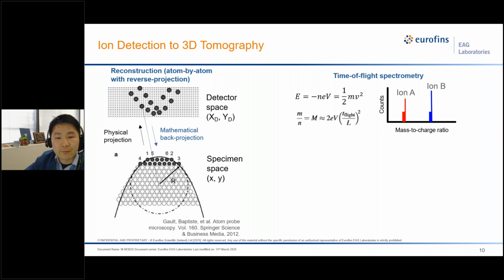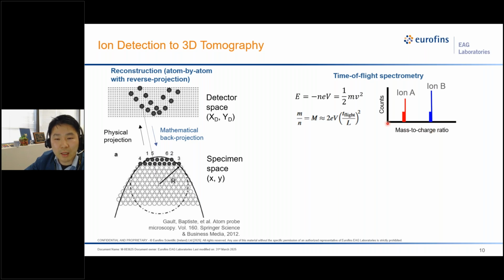So the velocity term v can be replaced with L/T, where L is the actual distance traveled by the ions, and T is the time of flight. So from this equation, the mass-to-charge ratio can be calculated from the time of flight, which is the only unknown in this equation. So we obtain a mass-to-charge spectrum, from which we can utilize the mass-to-charge ratio to identify different types of ions.